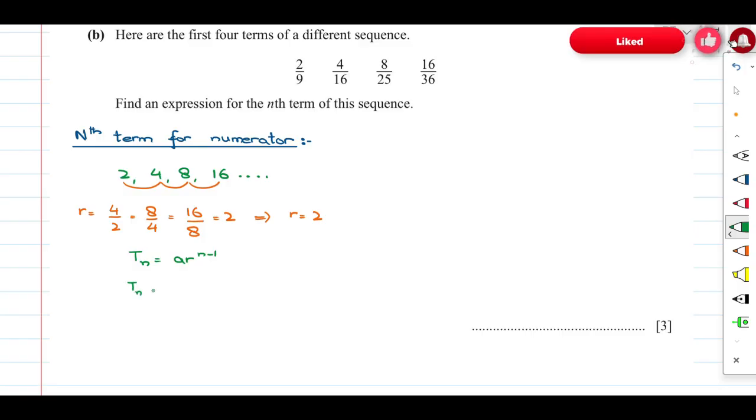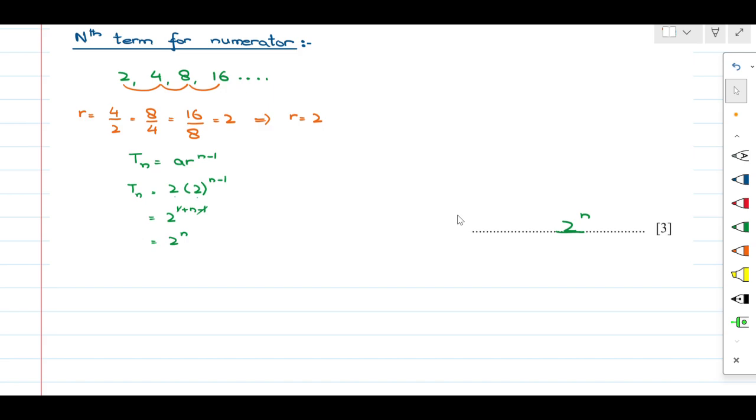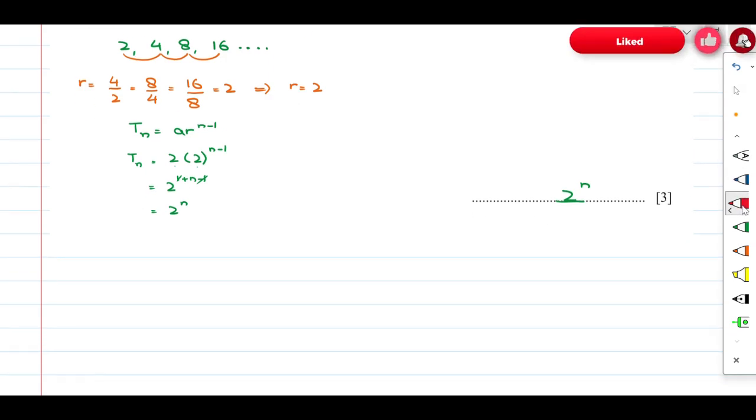So the nth term: a is the first term, which is equal to 2. r is the common ratio, which is equal to 2, power n minus 1. When the bases are the same, we can add the powers: 2 power 1 times 2 power n minus 1. So plus 1 minus 1 cancels out. So 2 power n is the nth term for the numerator of this fractional sequence, right? So we are done with the numerator. Now we need to figure out the nth term for the denominator.